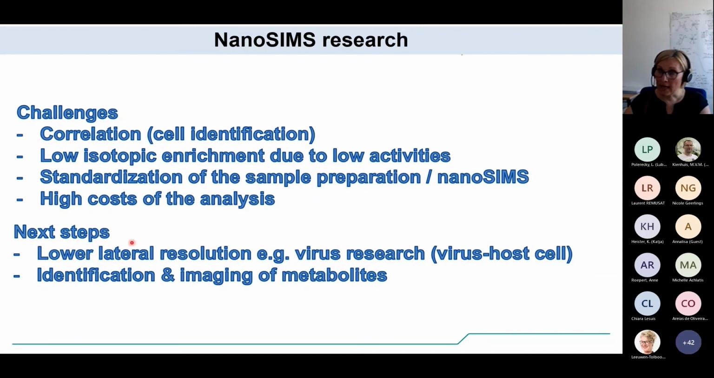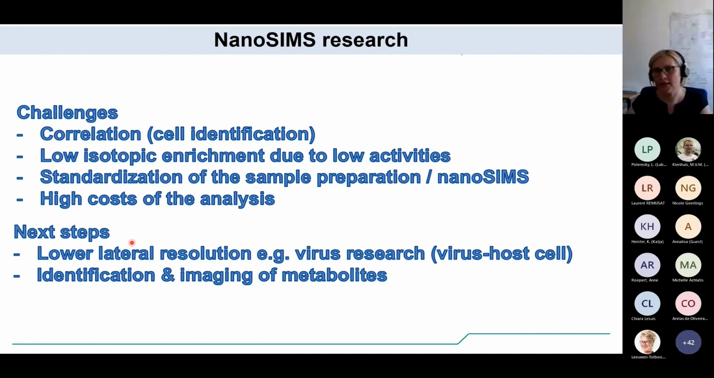And as next steps, from previous discussions with my colleagues, there are many people interested to take this technique and apply it further for virus research. At the moment, the lateral resolution of 50 nanometers or even 30 is not good enough to go in this direction. Well, I heard some rumors that there is an improvement in lateral resolution and some new instruments will be coming with more enhanced lateral resolution.